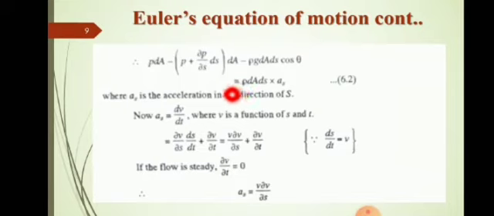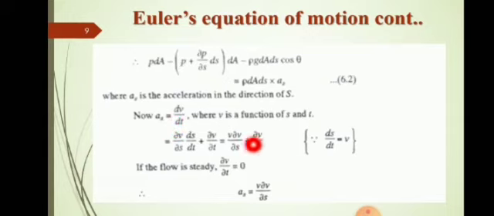We know that the net force is equal to mass into acceleration. So mass is rho dA ds. In the previous slide we had rho g dA ds because that was the weight. Here it is mass, so rho dA ds multiplied by the acceleration in the s direction, as. Now we know that as is equal to dv by dt.